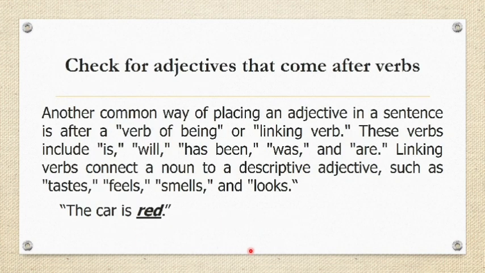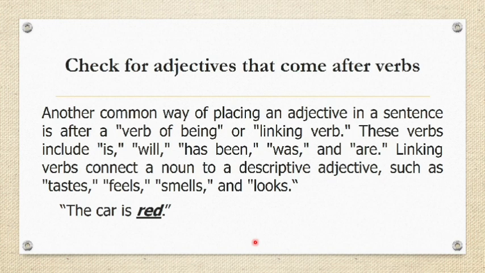Next is, check for adjectives that come after verbs. Another common way of placing an adjective in a sentence is after a verb of being or linking verb. These verbs include is, will, has been, was, and are. Linking verbs connect a noun to a descriptive adjective, such as taste, feels, smells, and looks.